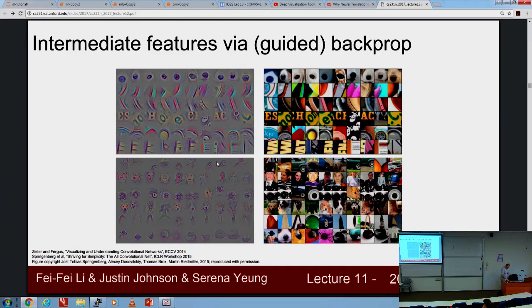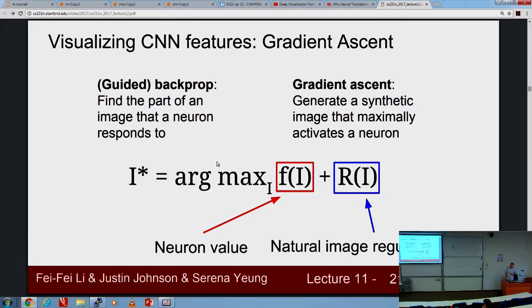Now, we're talking about generating images. Generating realistic looking images is not easy. Usually, when you display these gradients, you get things that don't look like images. To make them look more like natural images, we use regularizers. So the idea is not only do this guided backprop thing that calculates gradients and passes on the positive gradients.